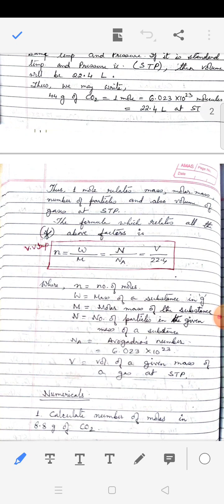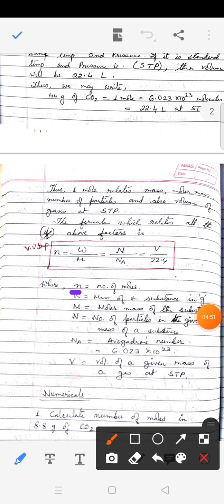This is a very important formula which will help you to solve many numericals easily. Small n represents number of moles. As you can see, everything is written. I use here W. In some books you may find it's written small m, but I avoid writing small m because quite often when students write small m and capital M, there is hardly any difference. So what is the difference between W and M? W is mass of a substance, that is how much has been given to you, and M is molar mass of a substance.